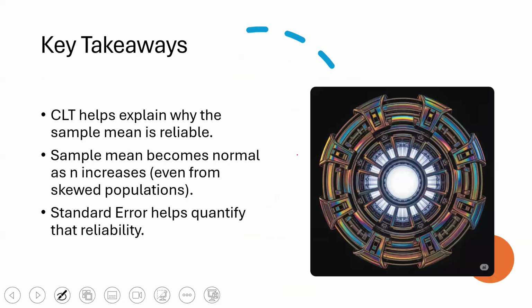Let's wrap up. The central limit theorem tells us that the sample mean follows a normal distribution as sample size increases. This lets us use probability to estimate how far off a sample mean might be. The standard error quantifies how variable those sample means are. Whether you're building suits like Iron Man, managing travel budgets, or polling customers, the CLT and standard error help you trust your data.